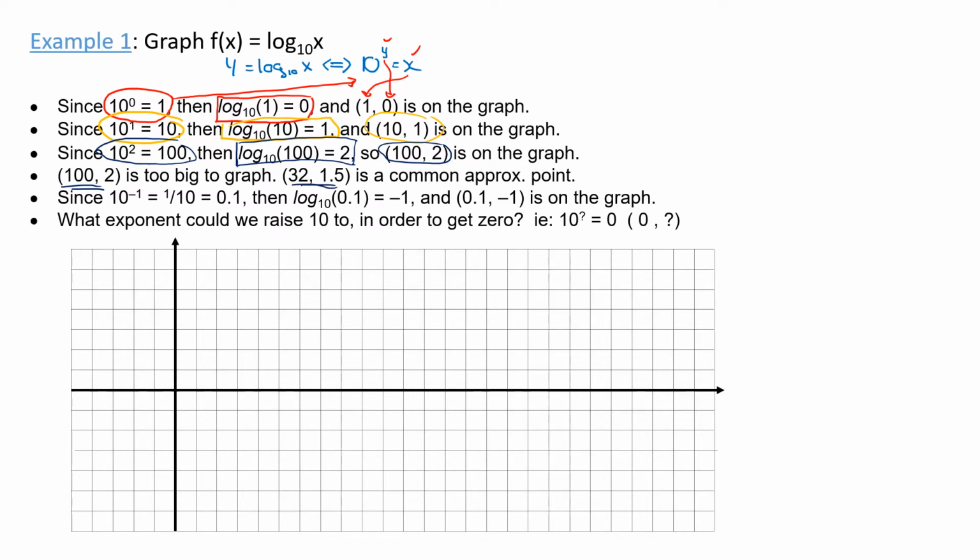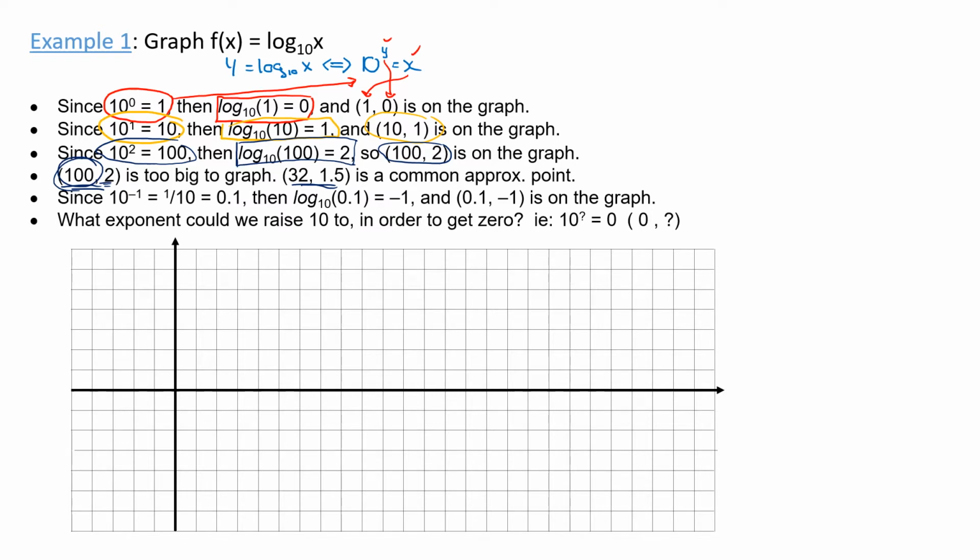(32, 1.5). There is a special kind of graph paper called logarithmic graph paper, and I encourage you to look that up and see what it looks like. It's because on this graph, the x values get really big while our y values stay kind of small. So there's a special kind of graph paper you can use for that, although we won't. But (32, 1.5) is a common approximate point here.